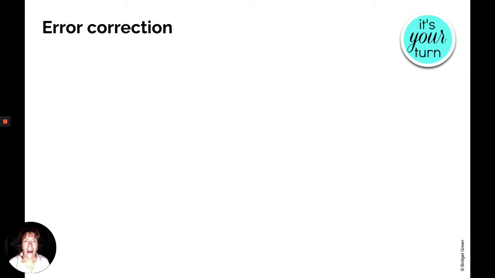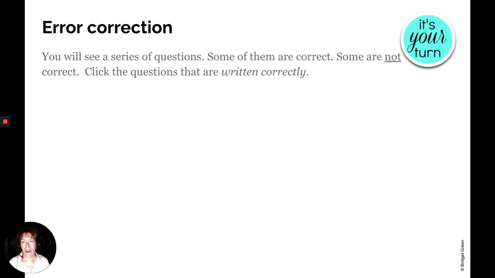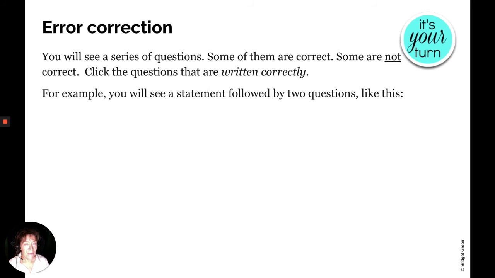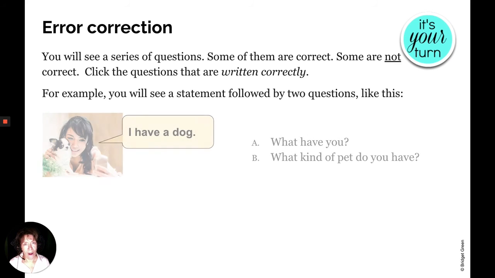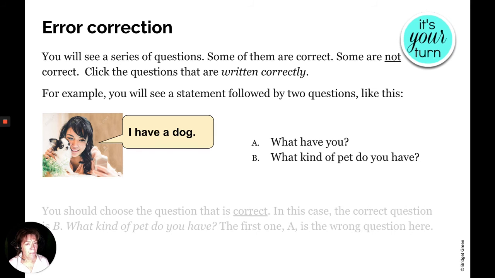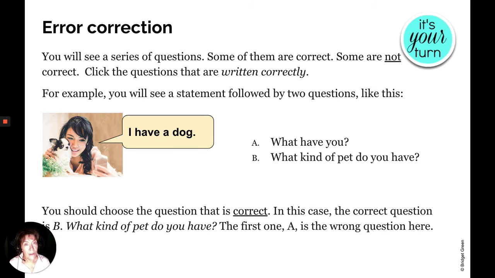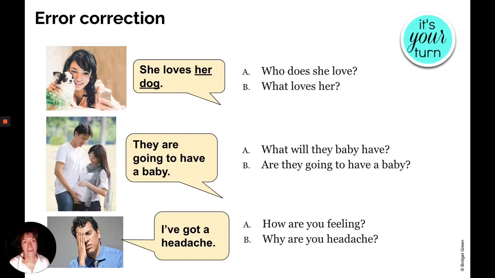Now, a little error correction. Okay, you know how to do this. You're going to see 2 sentences. One is right and one is wrong. You just have to choose the correct sentence. So, she says, I have a dog. What's the WH question? You have to choose the correct question. In this case, the correct question is B. What kind of pet do you have? Right. Here are the sentences.